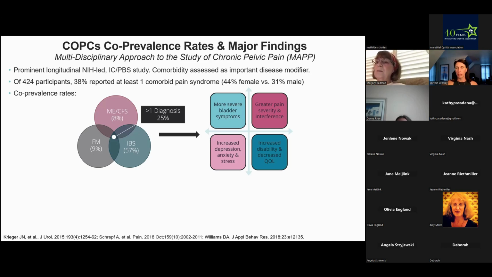And in those who did have comorbidity, what they found is that those IC patients had more severe bladder symptoms. They had greater pain severity and interference in general, had increased rates of depression, anxiety, and stress, and increased disability and decreased quality of life.